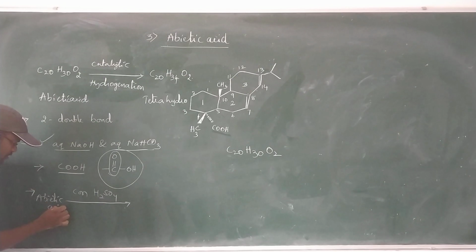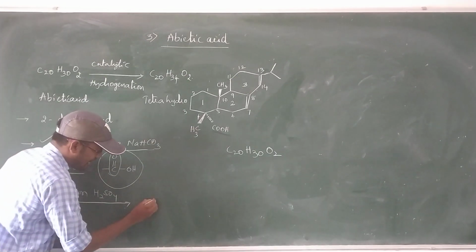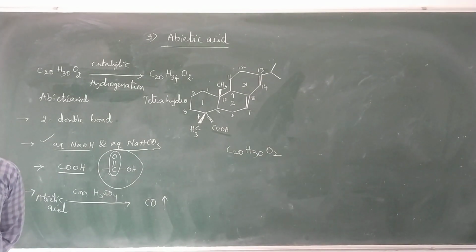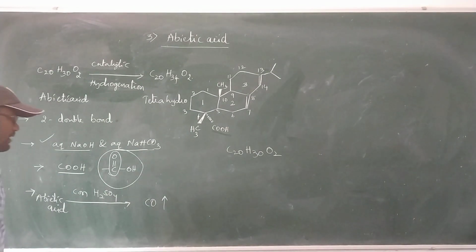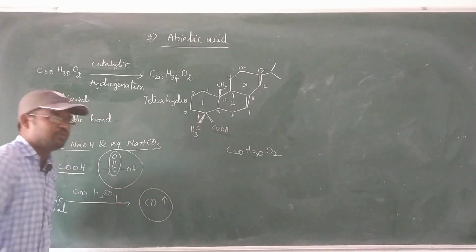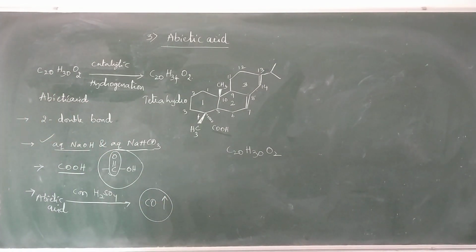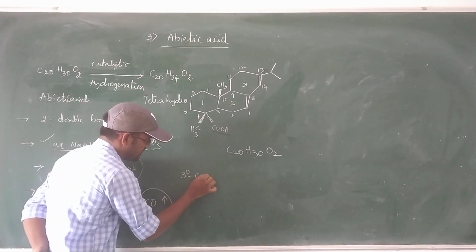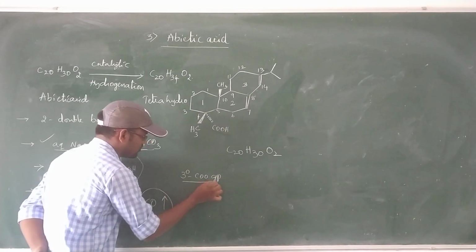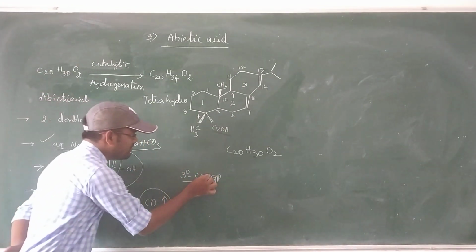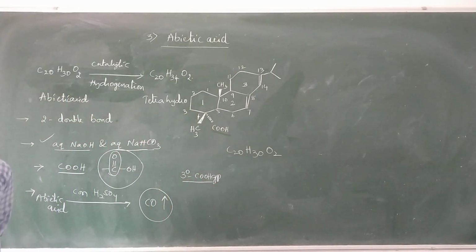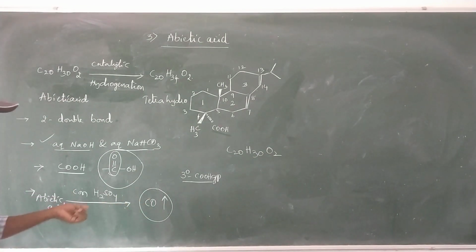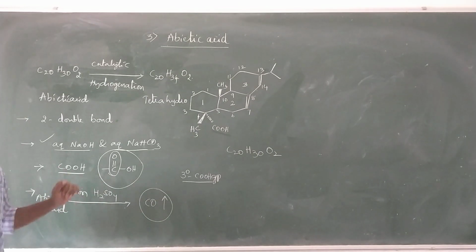When ebitic acid is treated with concentrated H2SO4, carbon monoxide is liberated. Due to elimination of carbon monoxide, we get that ebitic acid has a tertiary COOH group. Only tertiary COOH groups are capable of giving CO formation, carbon monoxide elimination, with concentrated H2SO4.